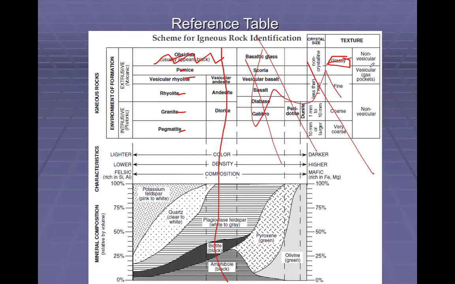Pumice and vesicular rhyolite have gas pockets, so it is not either of those. That rock had no evidence of gas pockets. Rhyolite we saw earlier. Rhyolite is pink, and the crystals are really small because rhyolite has fine texture. So you're down to coarse or very coarse: granite or pegmatite.